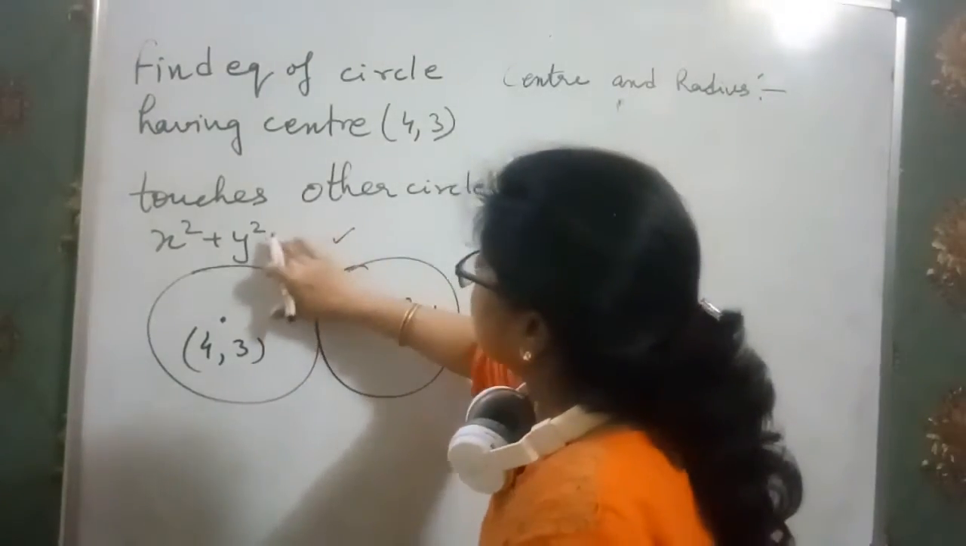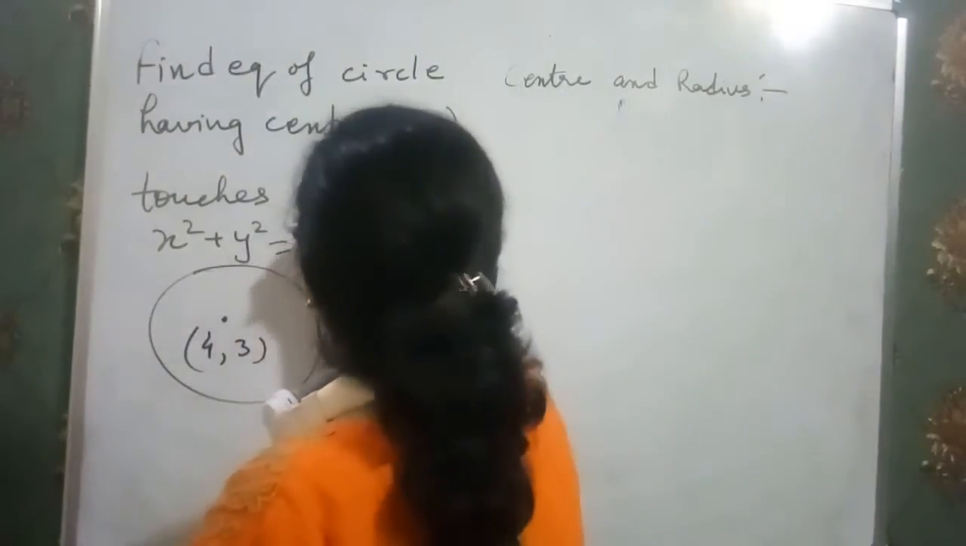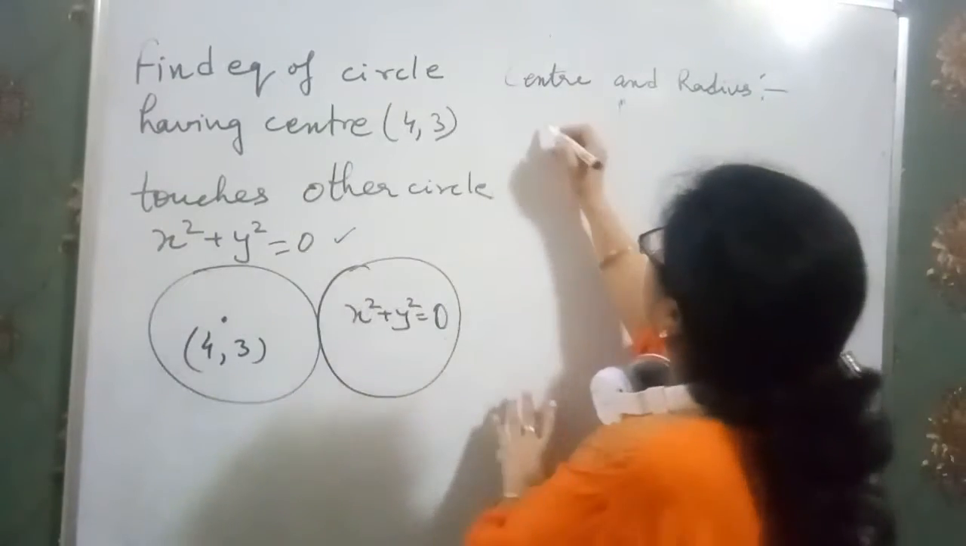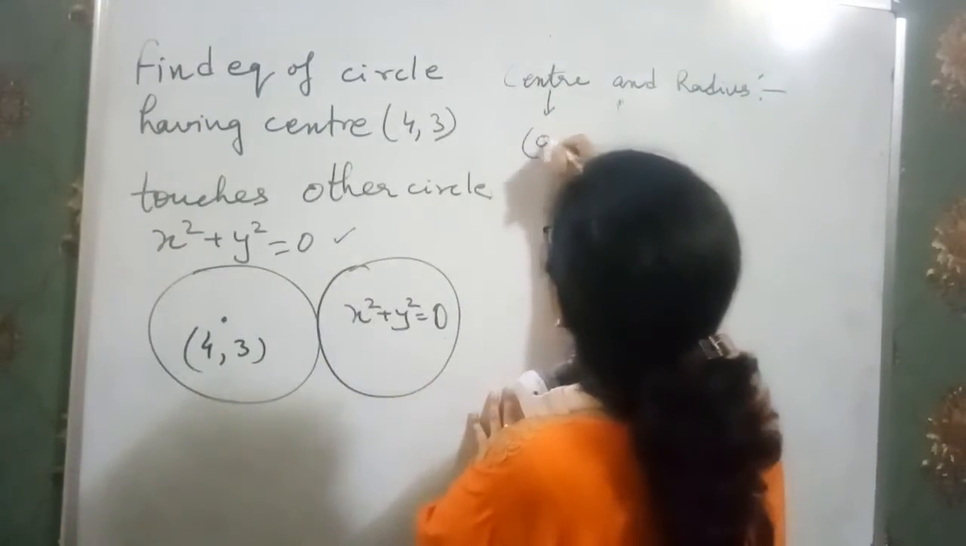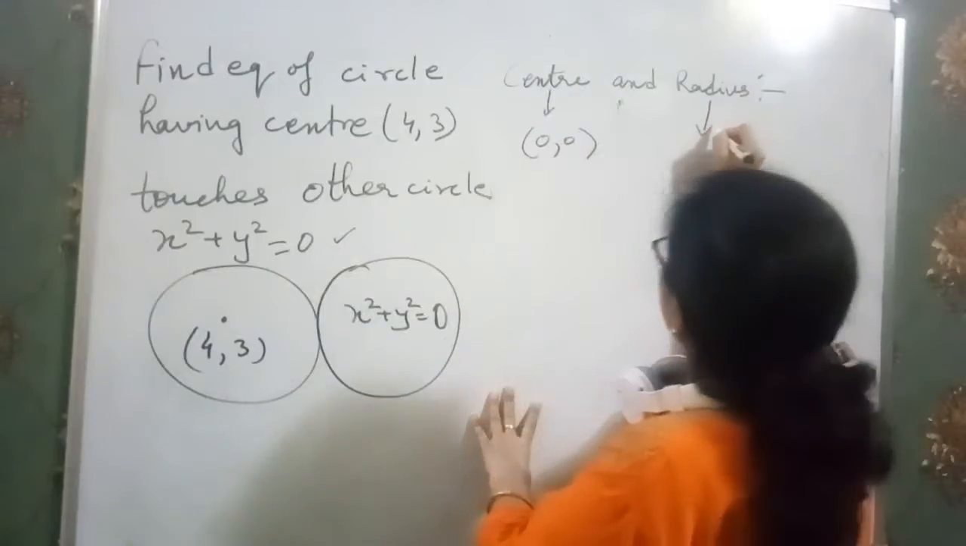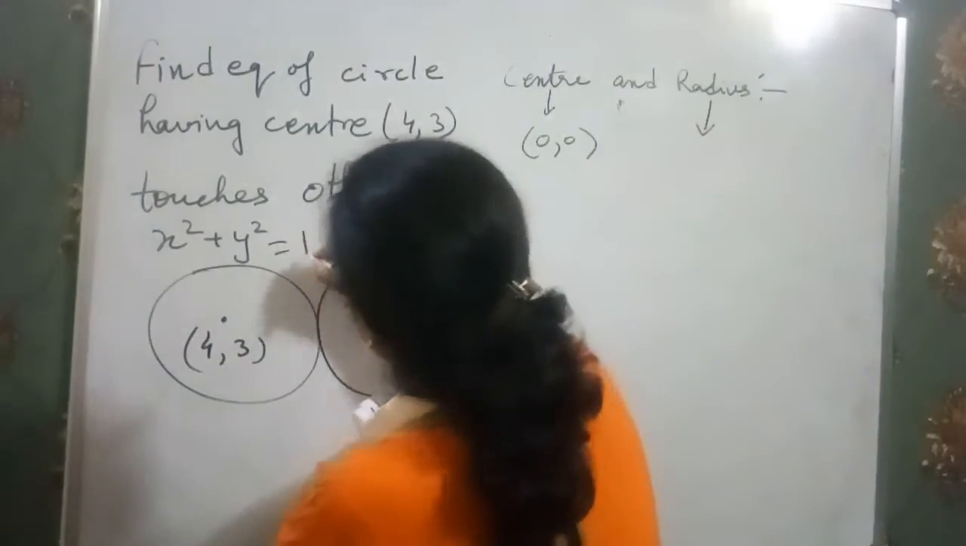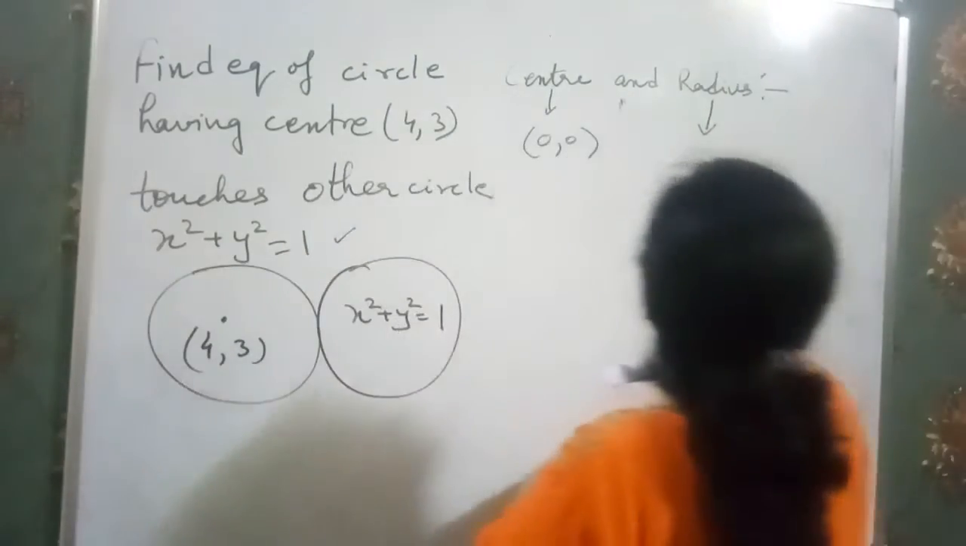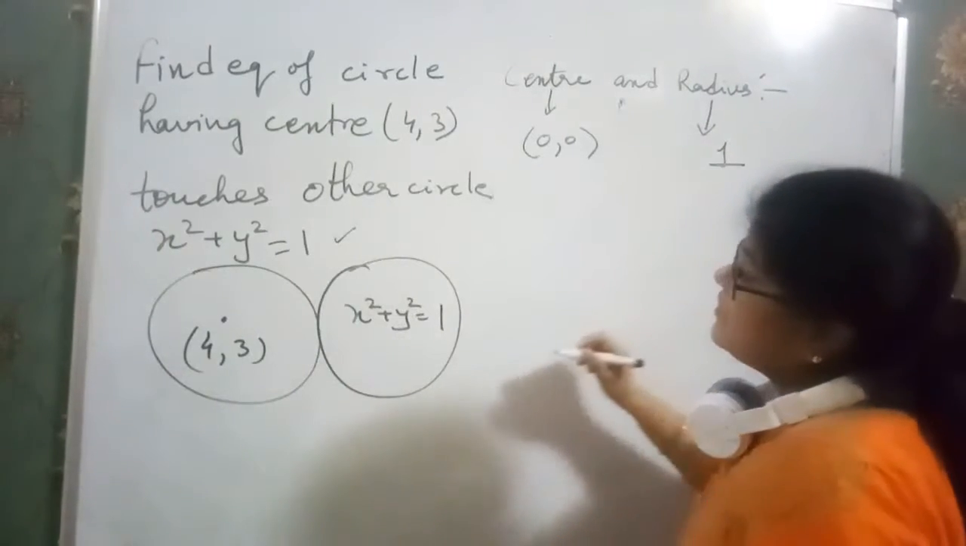x square plus y square is equal to 1. So for that, the center is 0, 0 and the radius is 1. Clear?